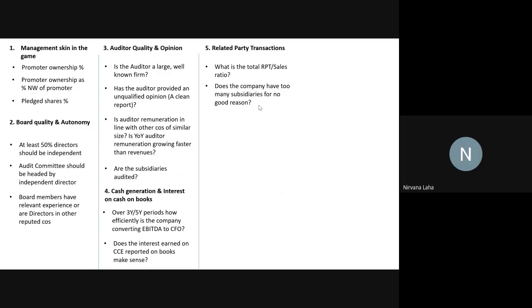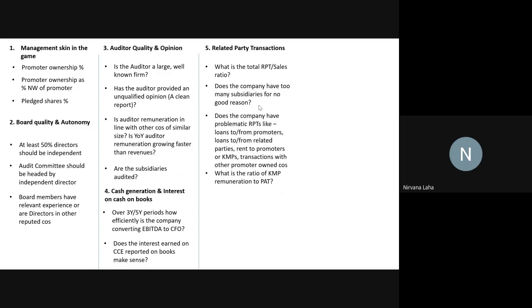Okay, so now let's look at some problematic related party transactions. These are the things that you need to check. Has the company given any loan to promoters, or has the company taken any loan from a promoter? How can this be misused, guys? Say the promoter is giving a loan to a company. Why do you need to be careful about this, or how can it be misused?